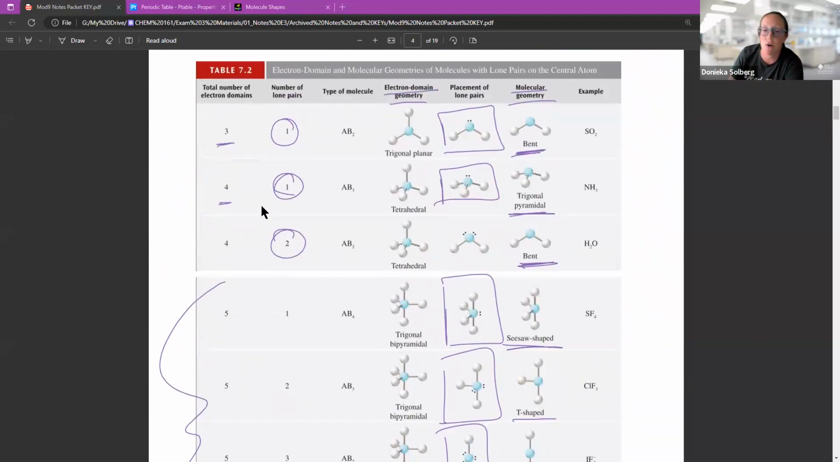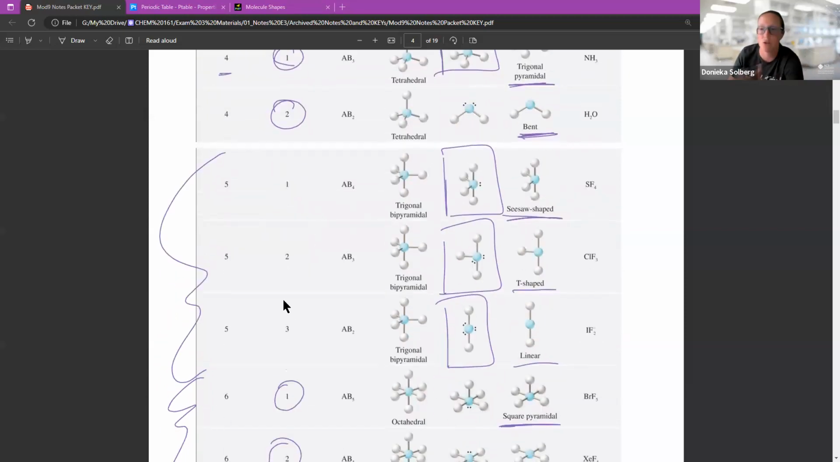Okay, and then if it's 4, we still have our 109.5-degree angles, but we swap out 2 of them with lone pairs, then it actually looks bent. So that is also bent. So you can have a bent with 120-degree angles, or you can have a bent with 109.5-degree angles. It just depends on how many total domains it has and those repulsions.